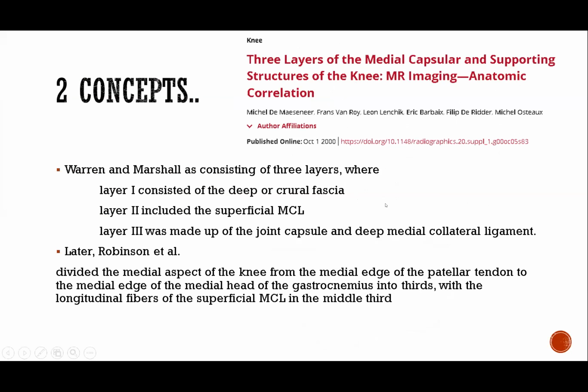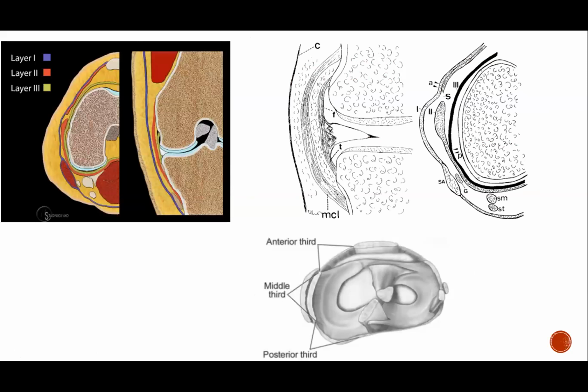Later, Robinson et al. divided the medial aspect of the knee, from the medial edge of the patellar tendon to the medial edge of gastrocnemius, into thirds. The superficial MCL being the middle third, anterior to it is the anterior third, and posterior to it is the posterior third. So the above 2 diagrams represent the 3-layered anatomy of the medial corner according to Warren and Marshall, and below is according to Robinson.